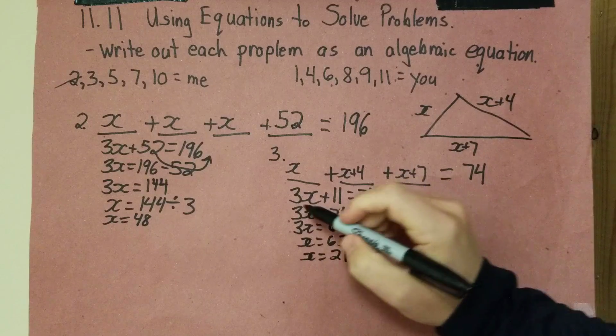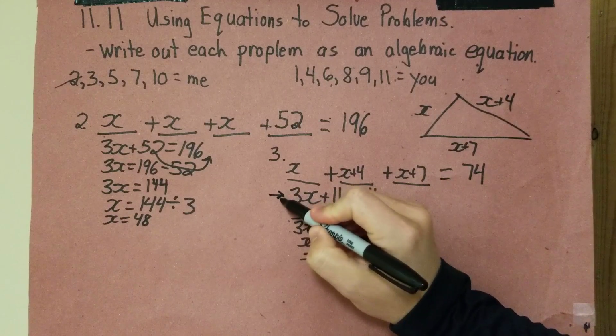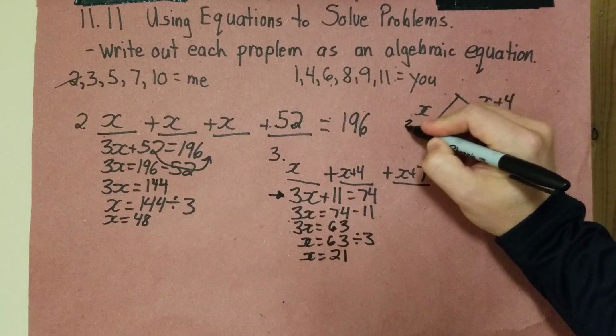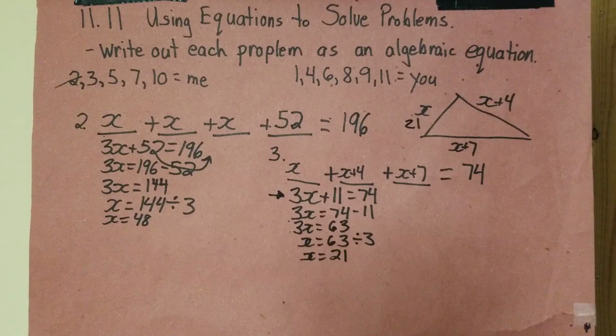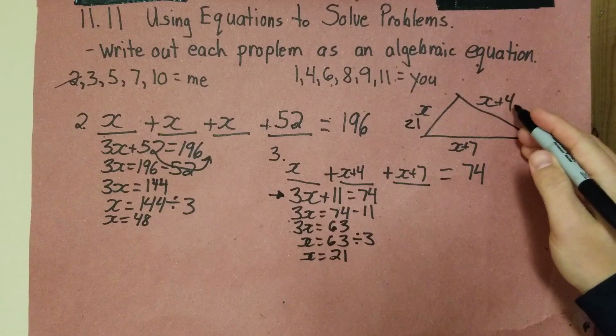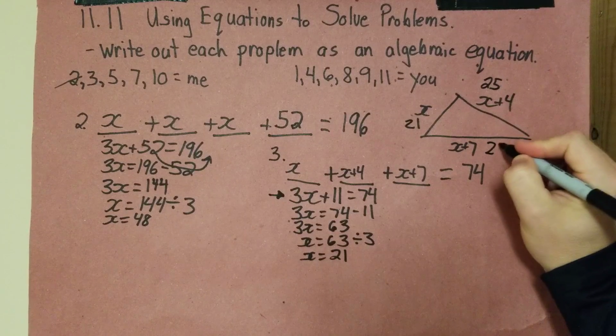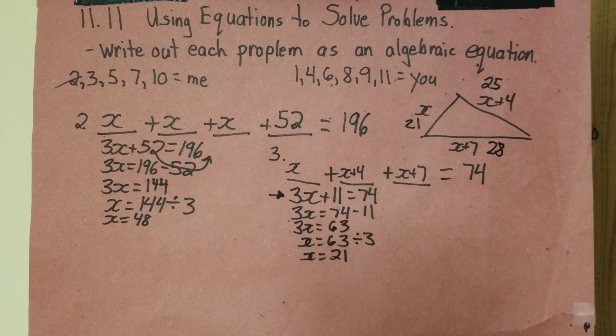Same process. Once you get here, now you're doing the same thing we've been doing for the last couple weeks. Now, the question is asking, find the length of each side. So if x is 21, this side is 21. This side is 21 plus 4. This is 21 plus 7. Those are my 3 sides.